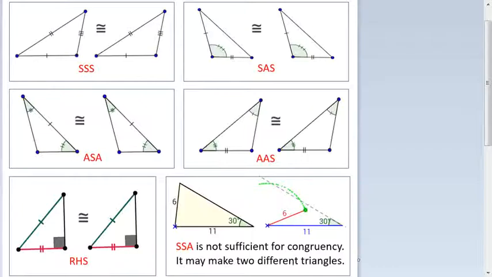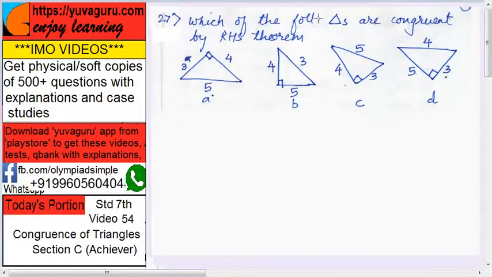For congruency, there are only these 5 tests: SSS, SAS, ASA, AAS and RHS. These are the only 5 tests. Which of the following triangles are congruent by RHS theorem? RHS means right angle, hypotenuse, side theorem.